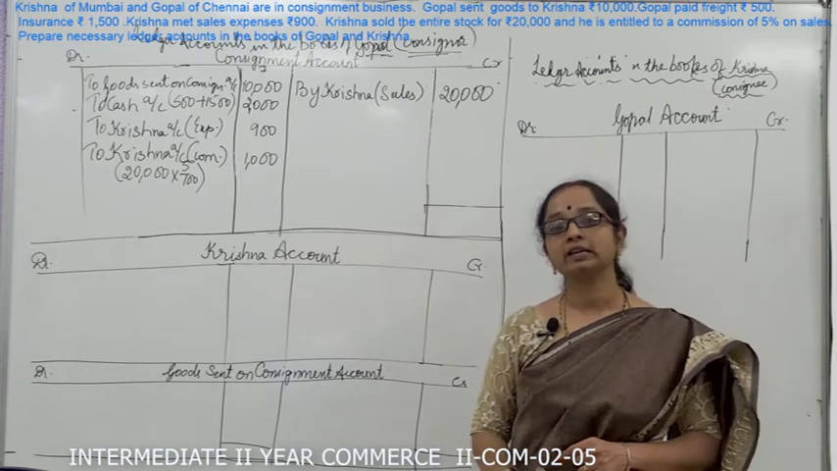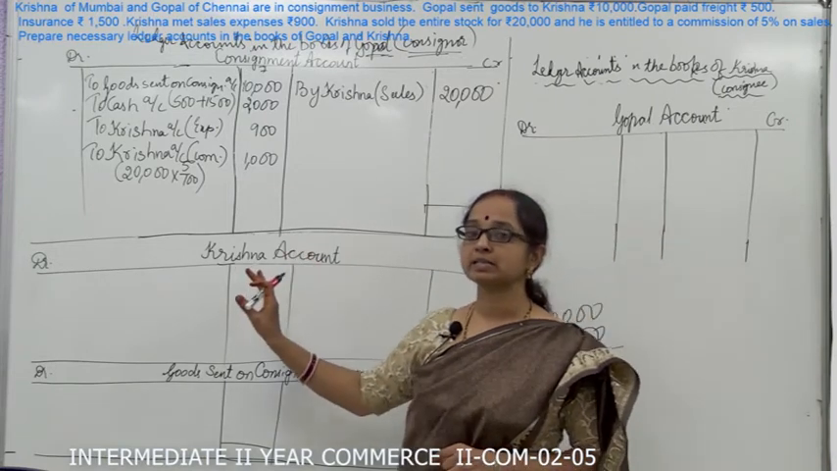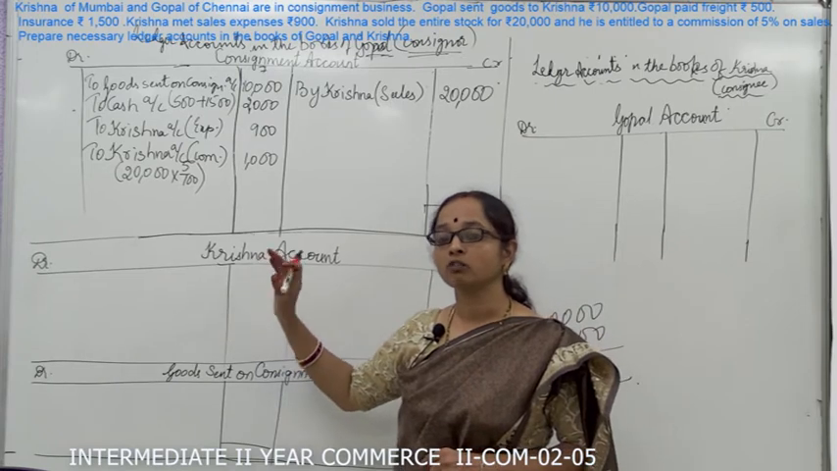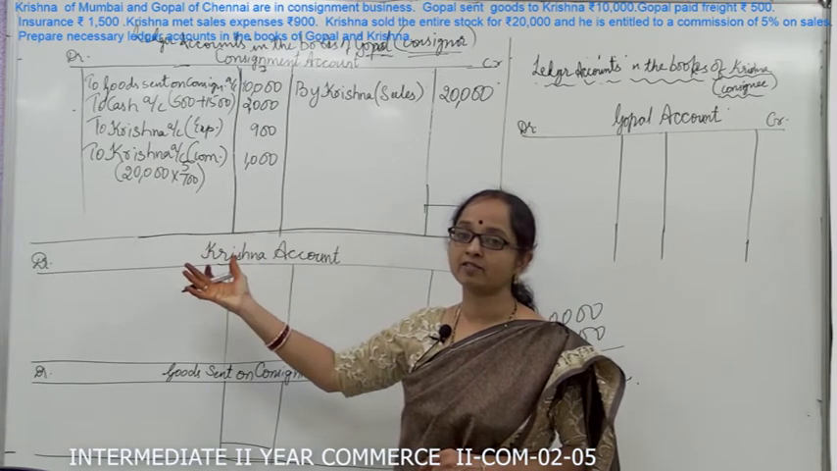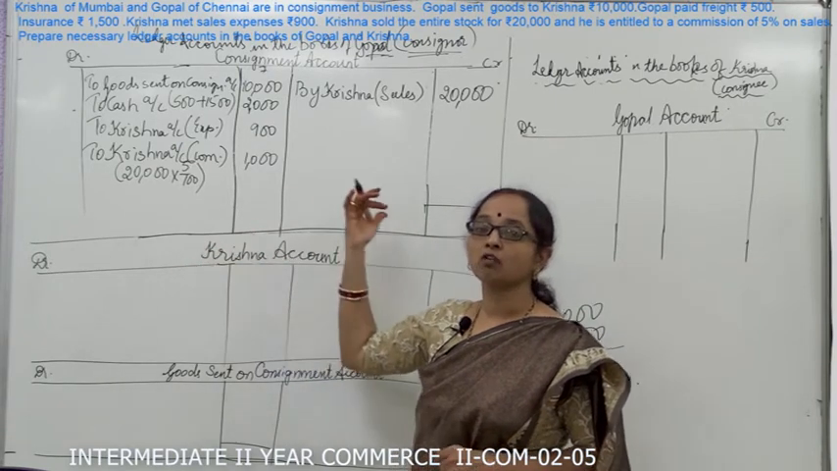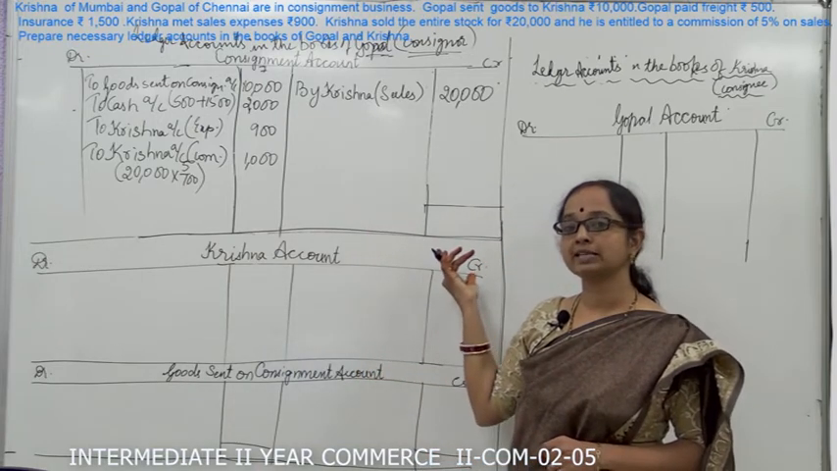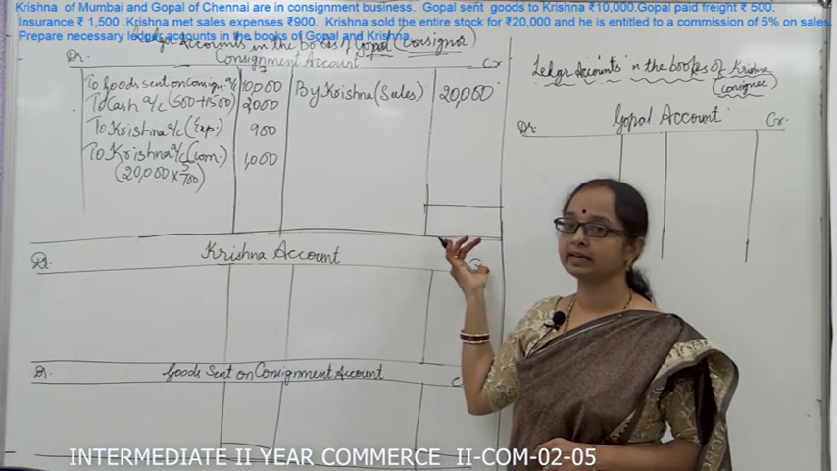The other way we can say it as what expenses, what goes out on behalf of consignment, is written on the debit side. What comes in on behalf of consignment is written on the credit side.